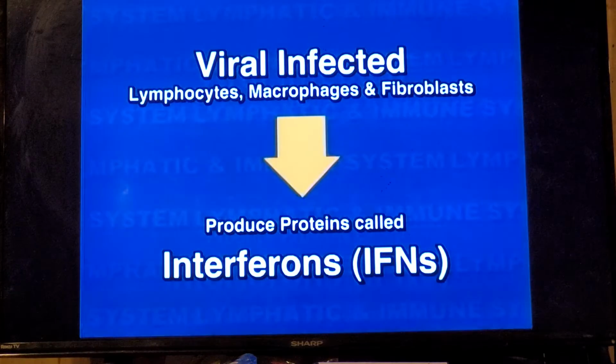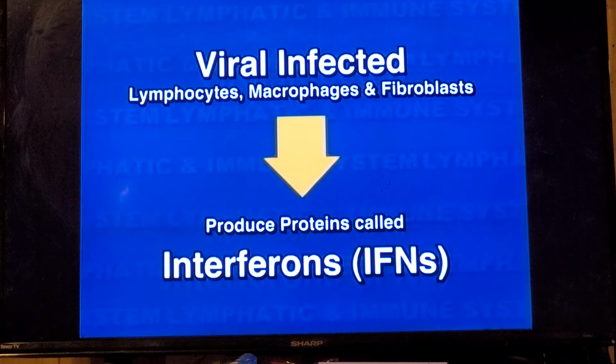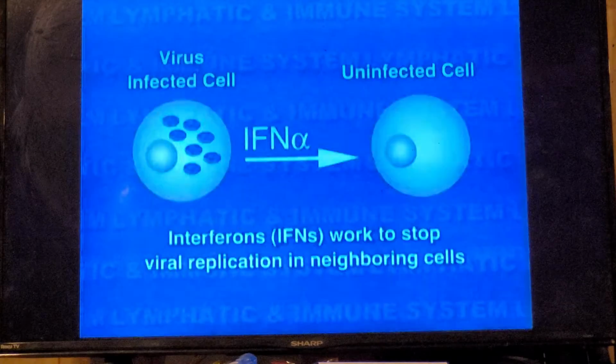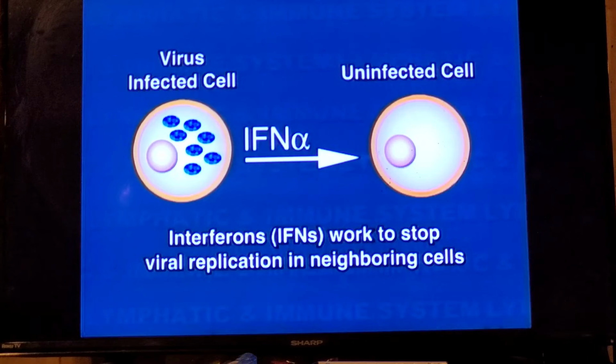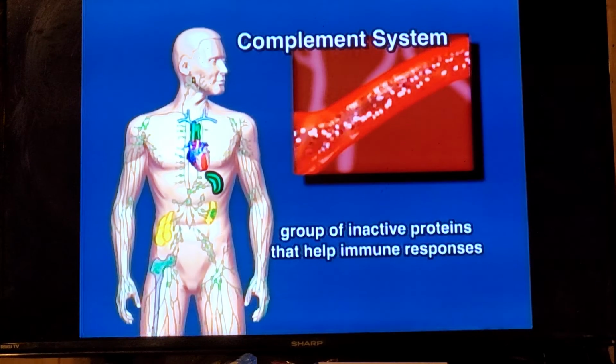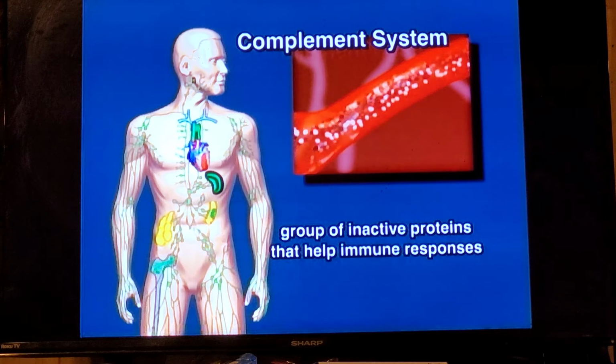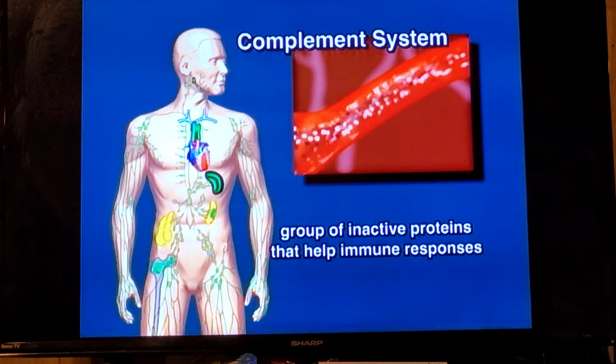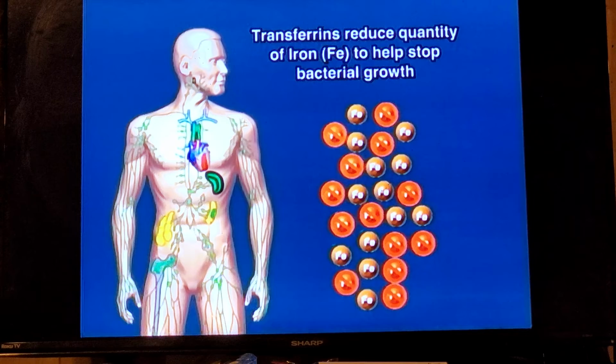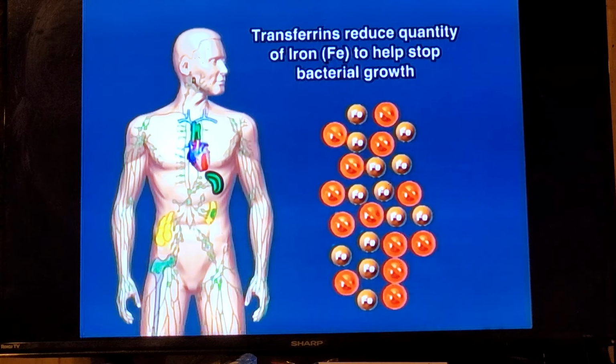Virus-infected lymphocytes, macrophages, and fibroblasts produce proteins called interferons, or IFNs. When released, interferons work to stop viral replication. Since viruses can only cause disease by replicating within cells, interferons provide an important protection against infection. The complement system is a group of typically inactive proteins in blood plasma and plasma membranes. Once activated, these proteins complement or augment immune responses. Transferrins are iron-binding proteins that hinder the growth of bacteria by reducing the quantity of available iron.